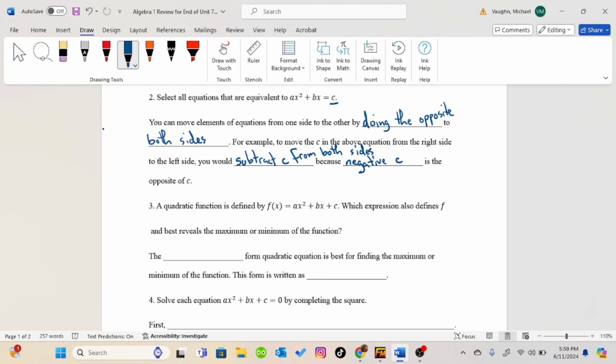If you have any questions about how to identify equivalent equations, please ask for clarification now before your test tomorrow.